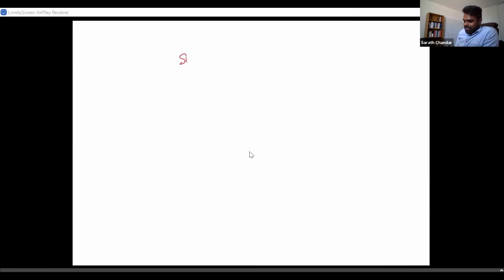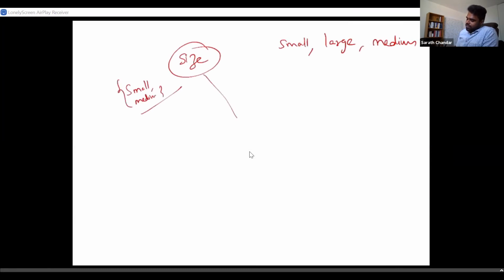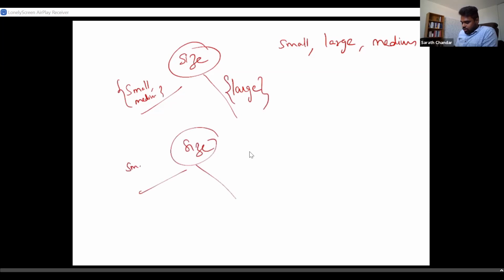So for example, I want to split size. Size has three values: small, large, medium. So I could divide this into small, medium, and large. Maybe I will also give you, first let me give the splits and then I'll tell you what the problem is. Similarly, I could divide this into small and large on one side, and medium on the other. Now which one of them is best, right? So now it really depends on the problem.